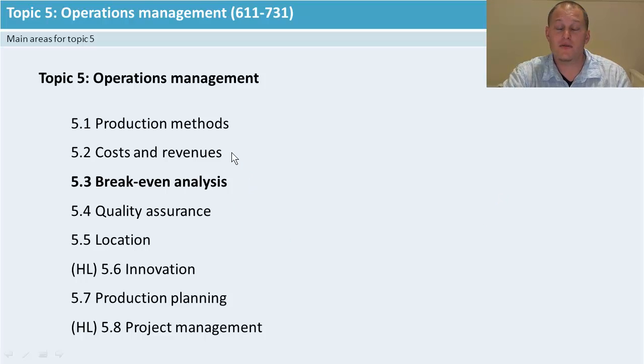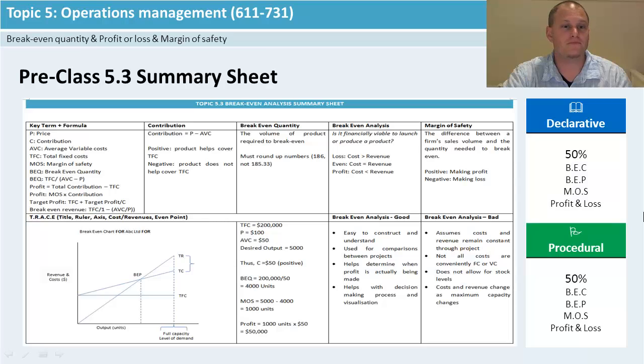It's good to get into 5.2 first before getting to 5.3 because you need to know about the fixed costs and the variable and some of the contributions. You'll better do the math nice and easily in 5.3. Let's jump straight into it.